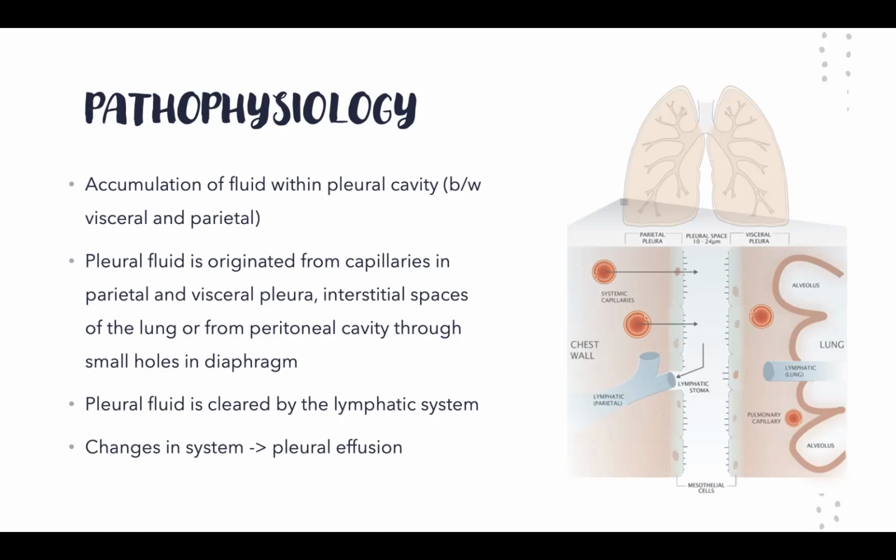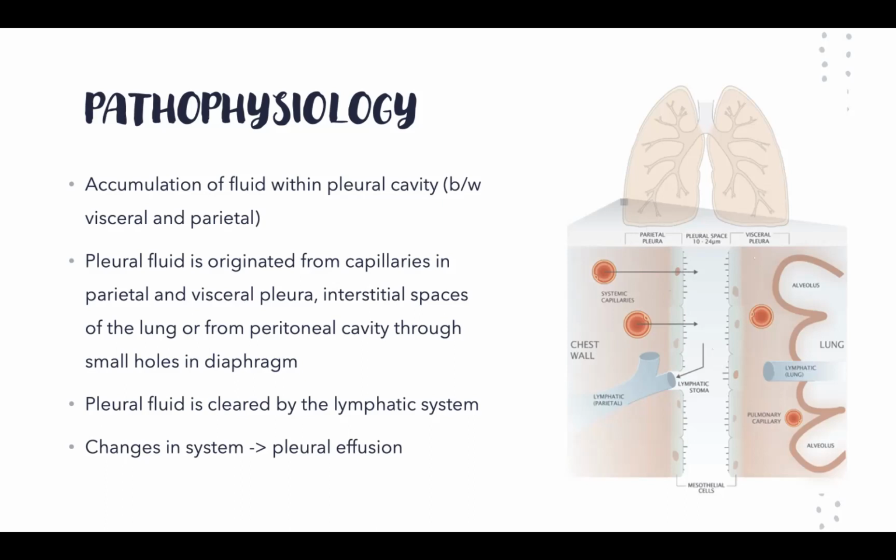Another source of pleural fluid also comes from the peritoneal cavity, so from the abdomen. So how does this occur? Well, there are tiny spaces in the diaphragm. We've got an abdomen below here, and we've got tiny gaps in the diaphragm where the fluid can enter from the abdomen or the peritoneal cavity. So these are the three main ways that pleural fluid originates.